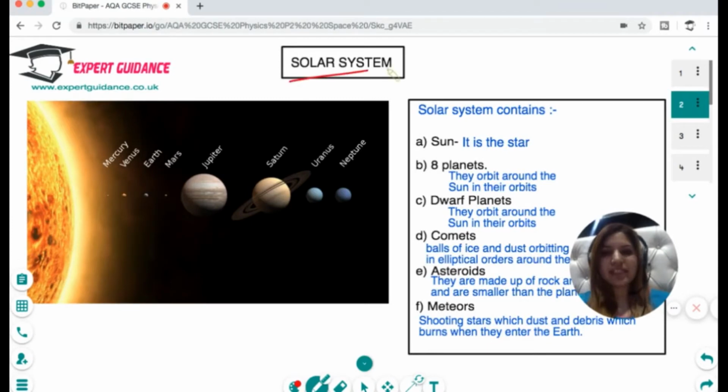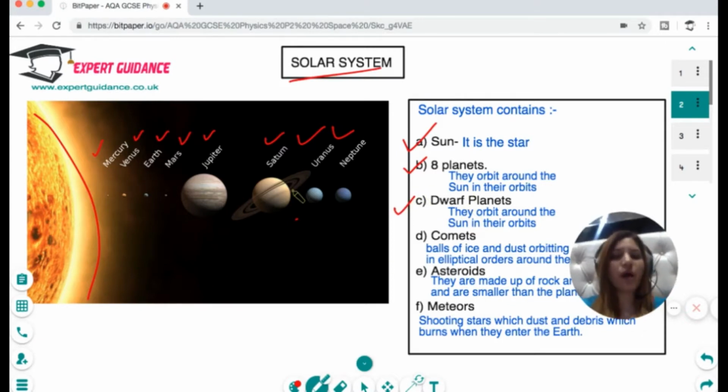Now, when you see the solar system, we see the sun and 8 planets which are revolving around the sun. The planets are Mercury, Venus, Earth, Mars, Jupiter, Saturn, Uranus, and Neptune. There are some dwarf planets which also orbit around the sun in their orbits, but they are too small to be called an actual planet.